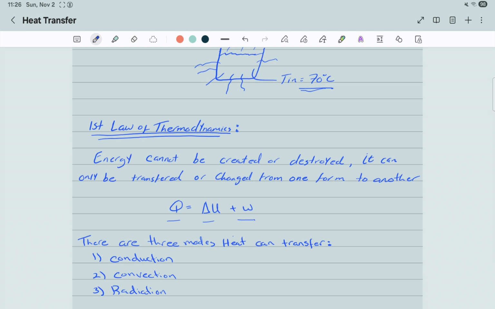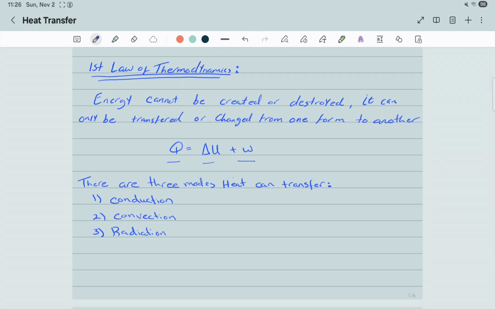So let's look at the three modes, three different ways that heat is transferred. Conduction is number 1, 2 is convection, and 3 is radiation.